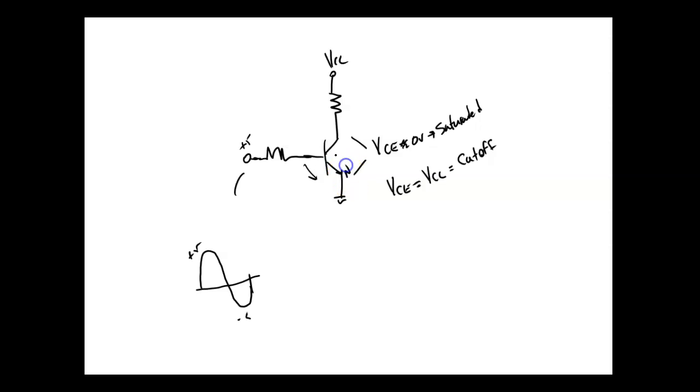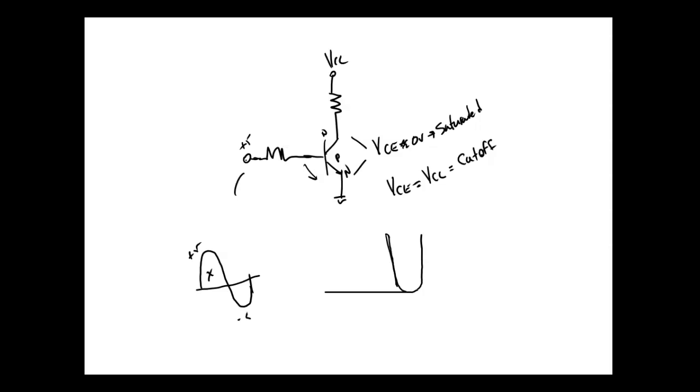This is an NPN transistor. I got a plus here. I got a 0 here. The transistor is cut on. So the output would drop down. So when this goes up, this right here would go down. Now how much, I don't know.